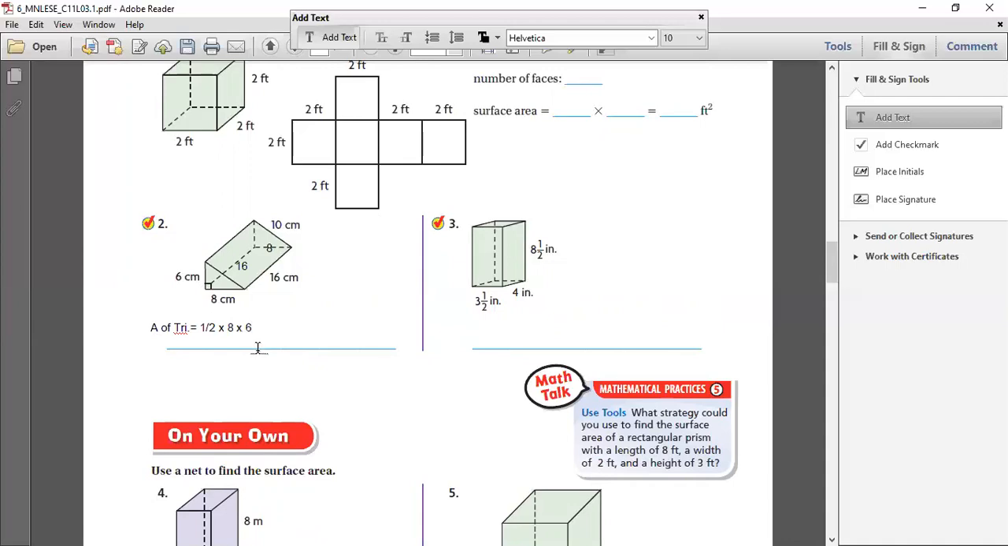So half of 8 is 4. 4 times 6 is 24. This is the area of one triangle. So we need it for 2, because the bases: here one triangle, there one triangle. So it's going to be 48.